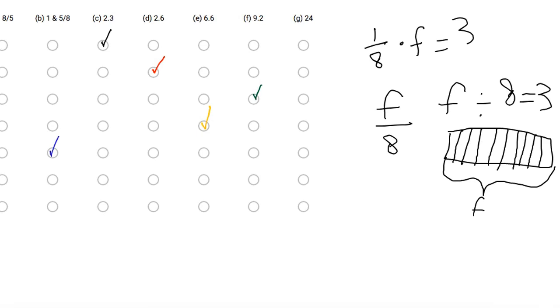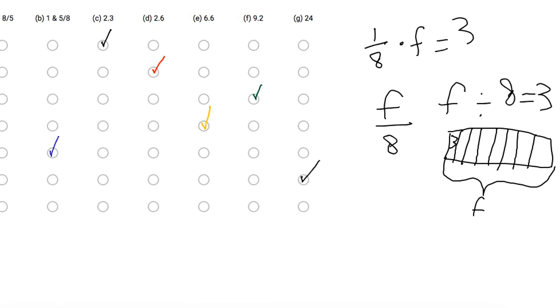May have done that one too many times. Here, 1, 2, 3, 4, 5, 6, 7, 8. And then each of those pieces has 3 in them. So each of those is 3. And then to see our total F here, we would see that it is 3 times 8, which would be 24.